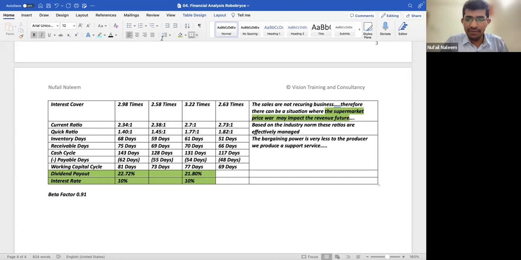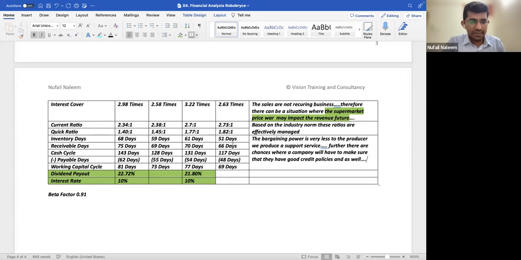Now, students, coming to the next one, so that it will be clearer as well. The bargaining power is very less to the producer. We produce a support service only. Further, there are chances where a company will have to make sure that they have good credit policies as well, because that is very, very important.